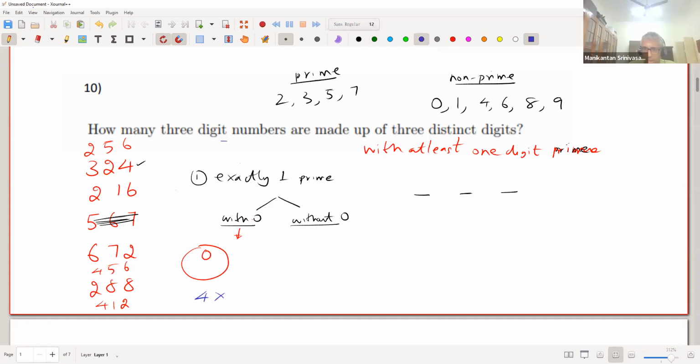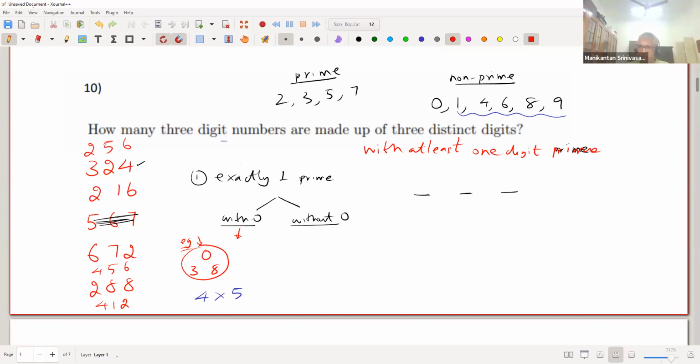And then I have 5 choices of selecting the other non-prime digit, because 0 is already selected. I'm selecting one more non-prime number, which are 5 possibilities. So in 20 ways I can choose the number. For example, I've picked 0, 3, and 8, let's say, right? This is an example. I've chosen 0, 3, and 8.